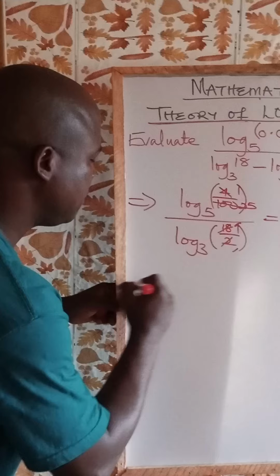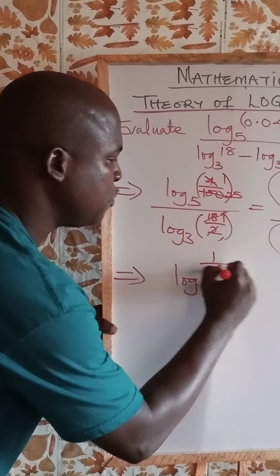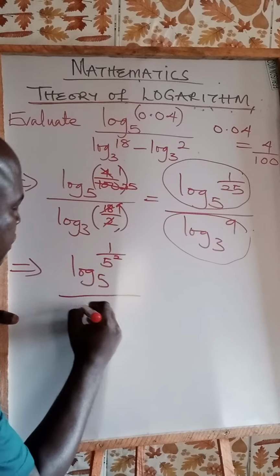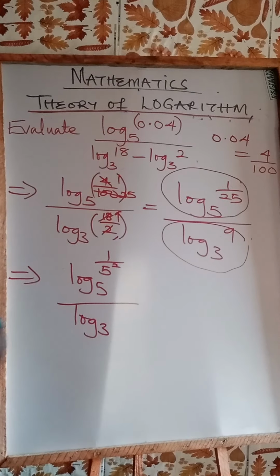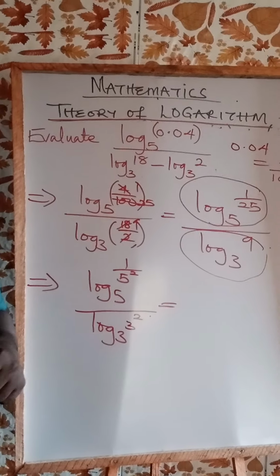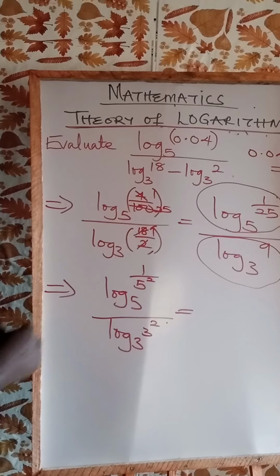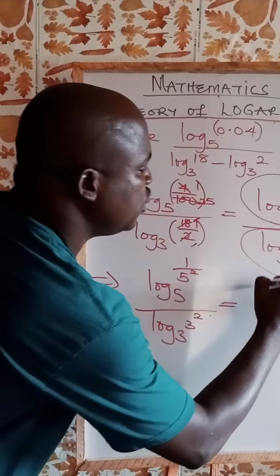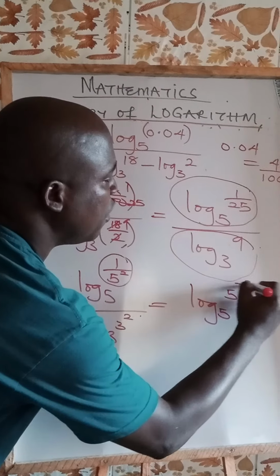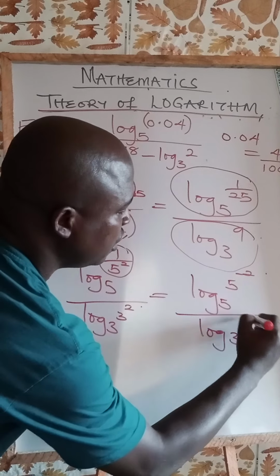Of course, we can simplify the numerator as log base 5 of 1 all over 5 raised to power 2, because 5 times 5 is equal to 25. All over log base 3 of 9, and 9 also is 3 times 3, which is equal to 3 raised to power 2. Before we apply the law of log that I gave you earlier, we can still simplify this. If you simplify the numerator, we are going to have log base 5 of 5 raised to power minus 2, everything all over log base 3 of 3 squared.